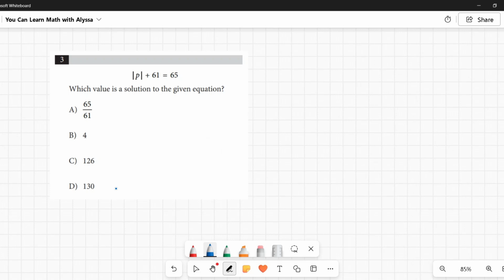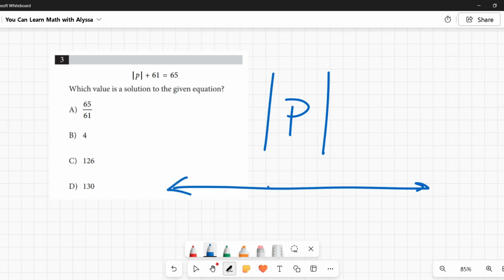Number 3, the absolute value of p plus 61 equals 65. Which value is a solution to the given equation? Absolute value really means how far away is a number from 0 on a number line. So if I have a number line, and this is 0, 2 and negative 2 have the same absolute value because they're both 2 away from 0.